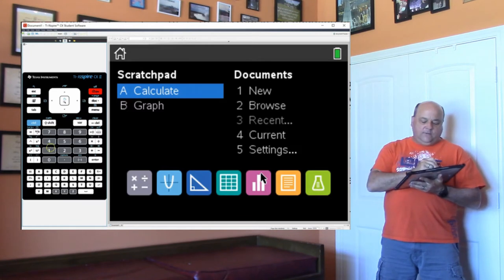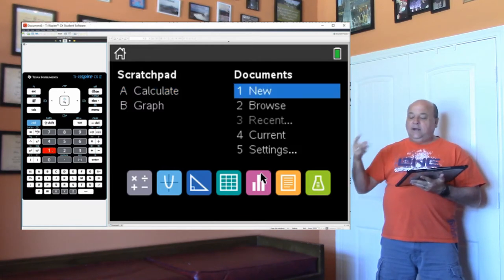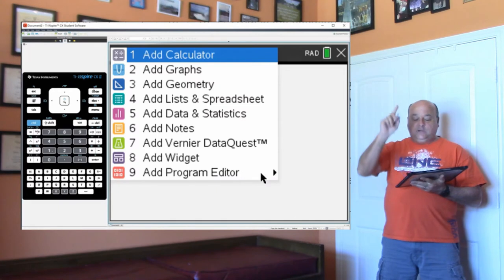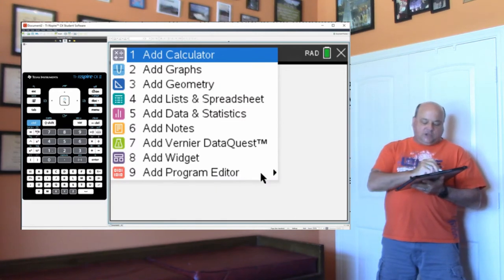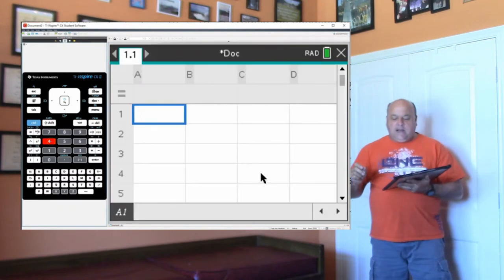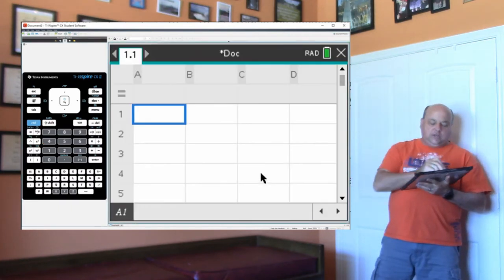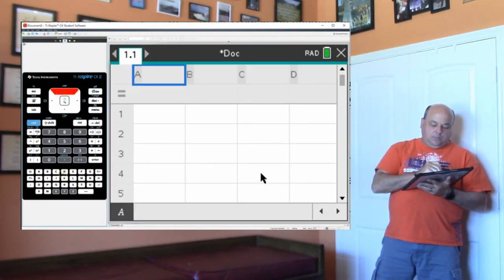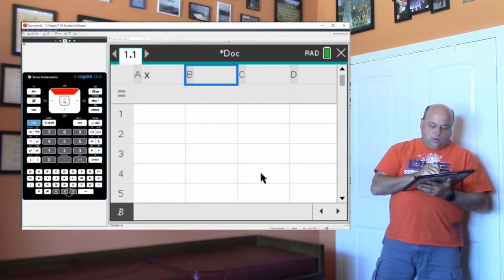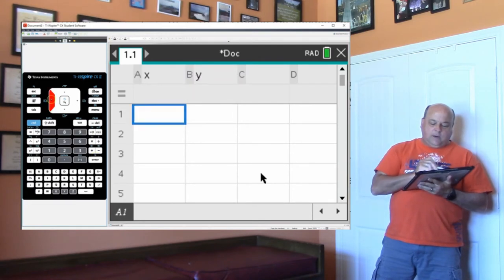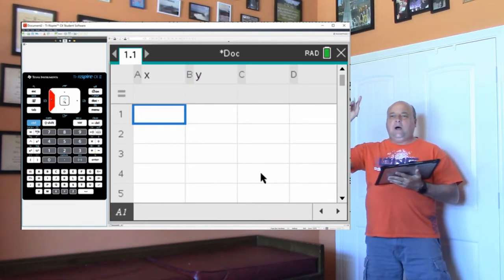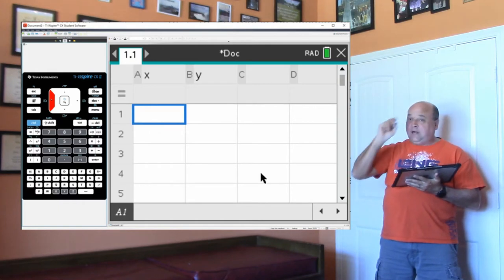So we're going to click one for new. We do not want to save anything on here, do we? So we're going to click list. If it said save, select no. We want to add a spreadsheet, so do 4. And then remember, the first thing you had to do is go to the top and put X in, and then go to the top at B and put Y in, right? And don't put anything in those gray rectangles. Below the X and Y, you put nothing in those gray rectangles.